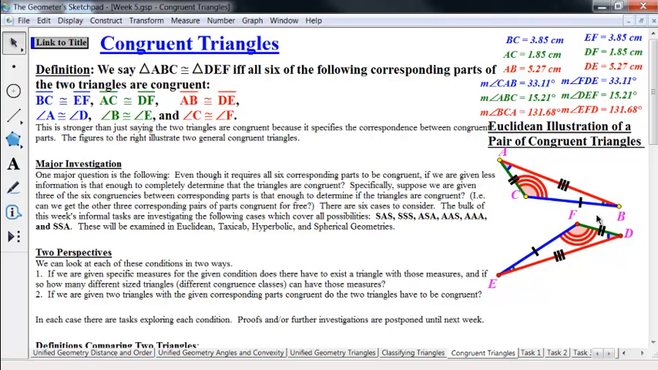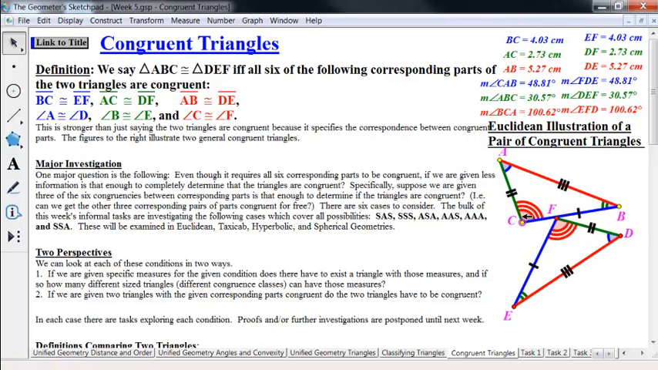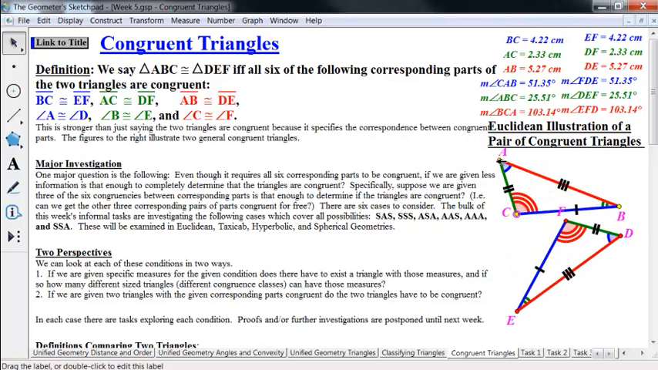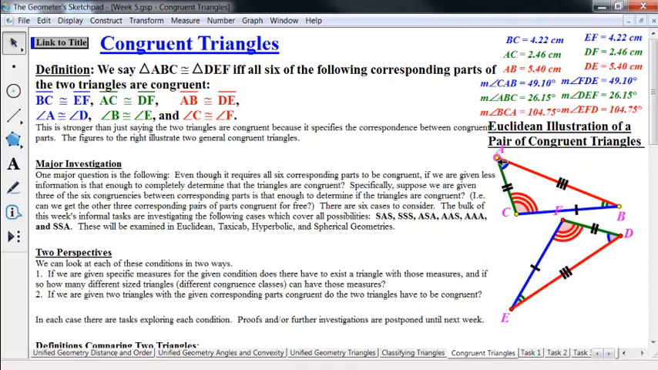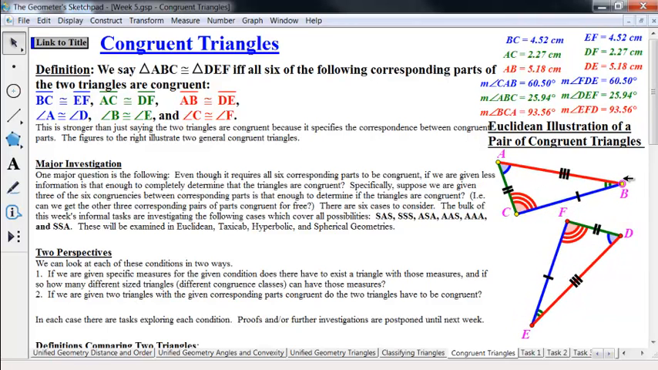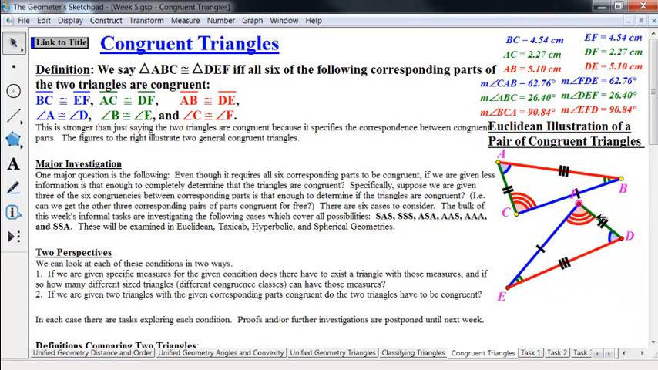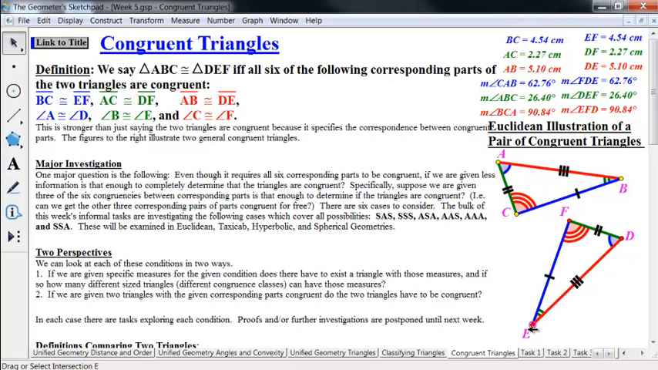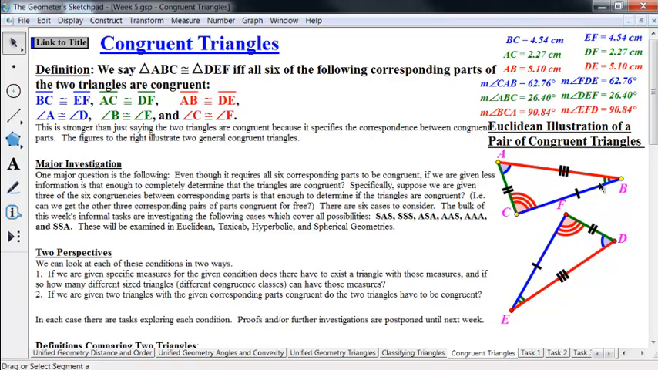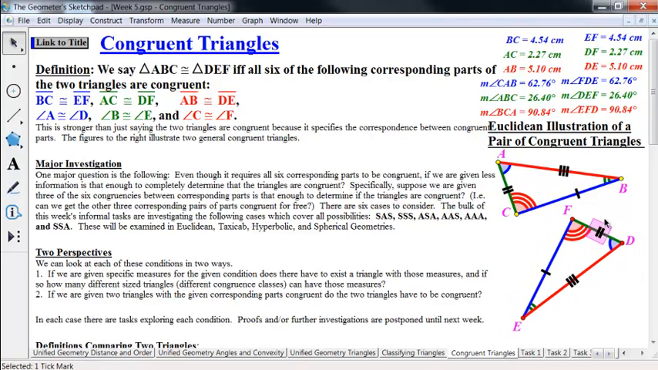So here's an example of this illustrated with congruent triangles in Euclidean geometry. These are constructed in such a way that as I manipulate these three yellow points, notice this figure down here always stays congruent to the one up here. So triangle ABC is congruent to triangle DEF.